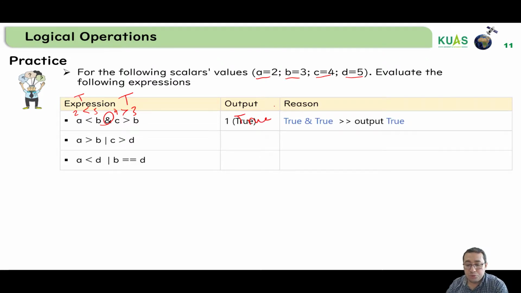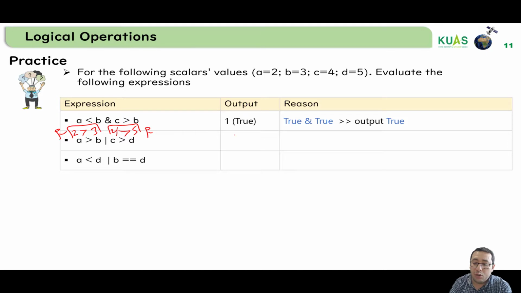This is the output. For the second one, we have A equal 2 greater than B, which is 3. Is 2 greater than 3? That's false. And C greater than D. C is 4, greater than D, which is 5. Is 4 greater than 5? That's also false. False or false, both cases are false, so the output is 0 or false, because the two cases are false.